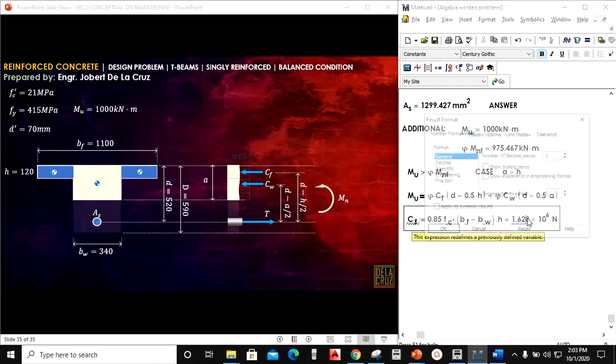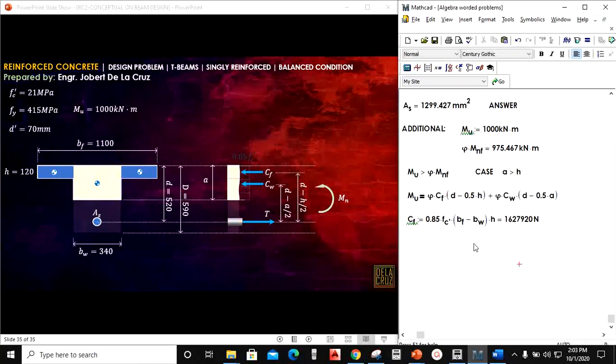Okay? Klaro? That one. Then, my CW, okay, just like what we did kanina, I will just do this as a function of A. Okay? Please don't misunderstand this one, ha? This is not a multiply. That is a function of A, since A yung hahanapin ko. So, 0.85 FC prime, then, the area.